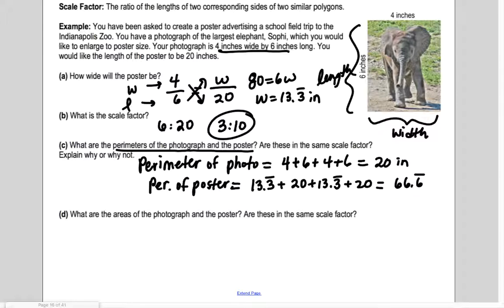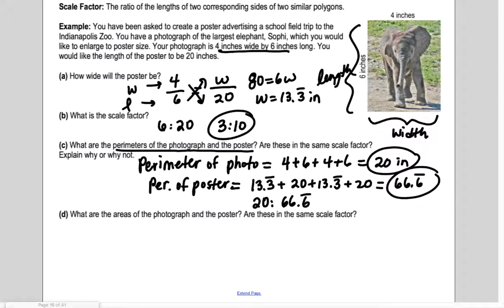Yeah. All right. So what is the perimeter of the photo to the poster? It's going to be 20 to 66.6 repeating. Okay, let's reduce that. So on your calculators, do 20 divided by 66.6666666, right? Do you guys know how to get 6 repeating on your calculator? 2 divided by 3. Yeah, 2 divided by 3. 6 divided by 9. Same thing, 2 divided by 3.